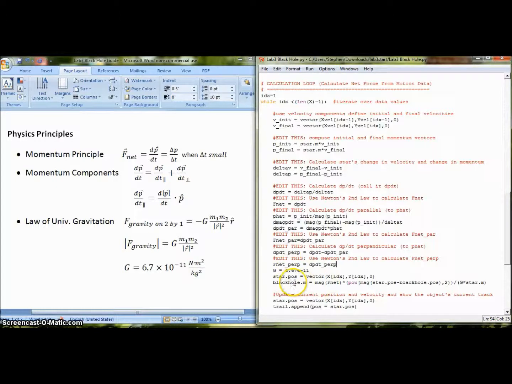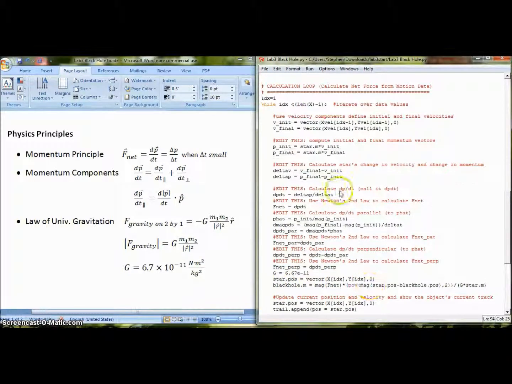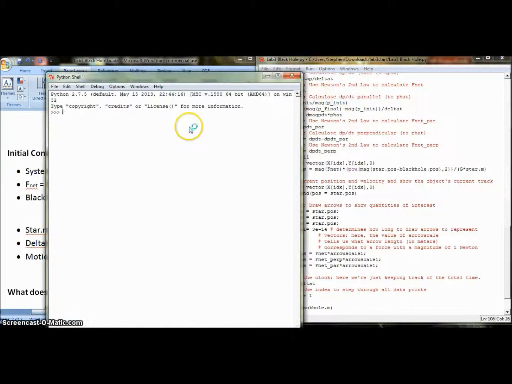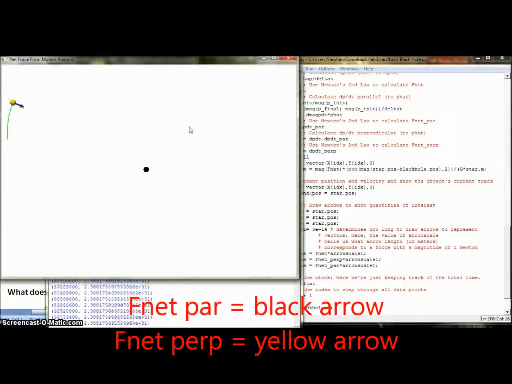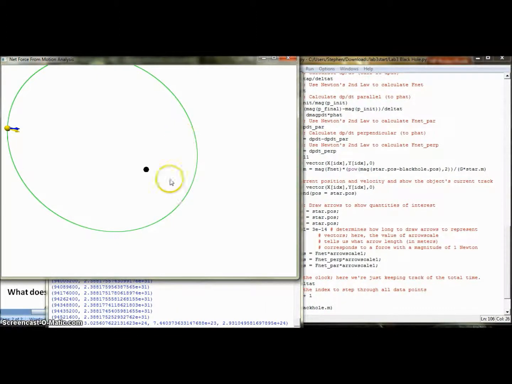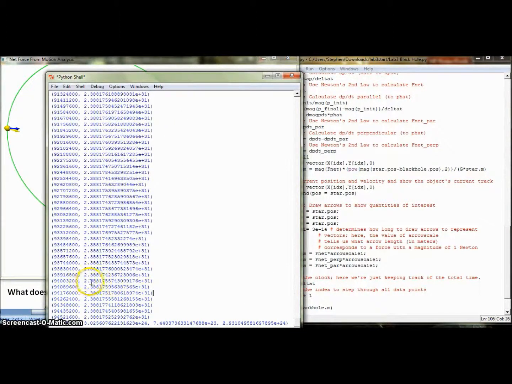Finally, to find the black hole's mass, I rearranged the law of universal gravitation so that we can solve for the black hole's mass. When we run the model, we can see that the parallel component of the force is pointing in the direction of the motion as the object speeds up, but then it points the other way as it slows down. And the perpendicular component is always pointing towards the black hole, but it increases as it gets closer to the black hole. We also see the mass of the black hole is 2.388 times 10 to the 31st kilograms.